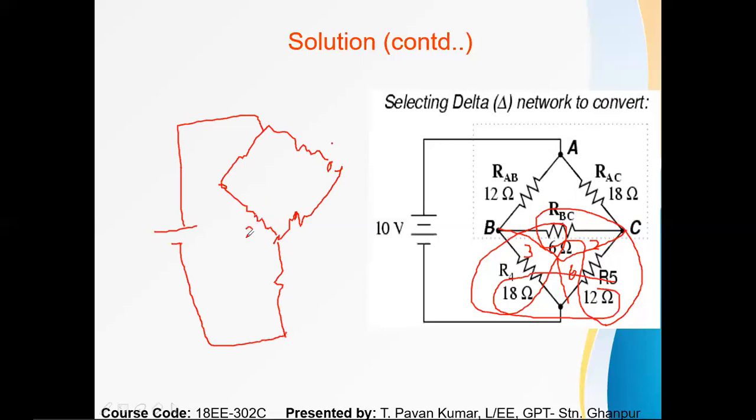This is 3. This is 6. Sorry, this is 2. This is 6. Whatever these values are, they are given in the problem itself: 12. It's 8. This is 10 volts.